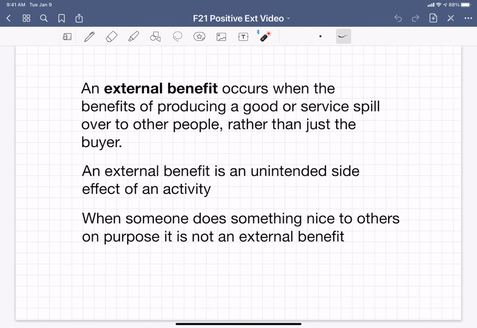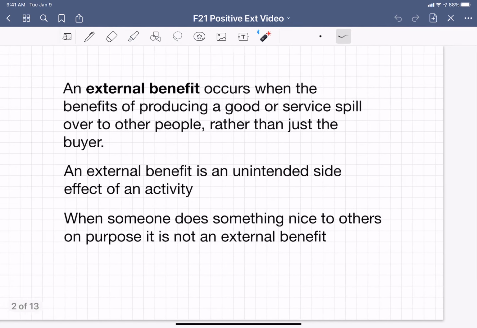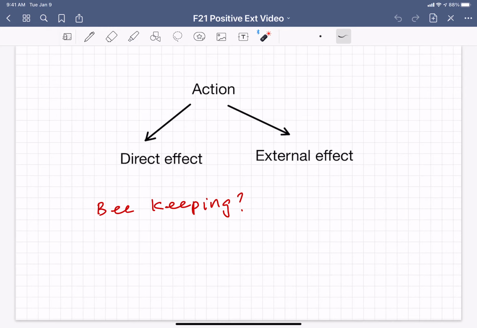beneficial. Okay. So an important observation is that when someone does something nice to others on purpose, it is not actually an external benefit, because if it's done with a purpose, that is not a side effect. It's actually meant to be produced. So whether it's done for monetary compensation or just for the satisfaction of doing something nice, it's not an external benefit generated by someone. So all this story we're going to look at applies to a situation when this external effect is more like a side effect rather than an intended effect.